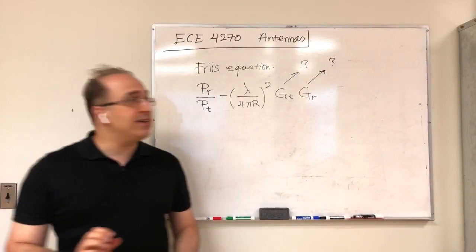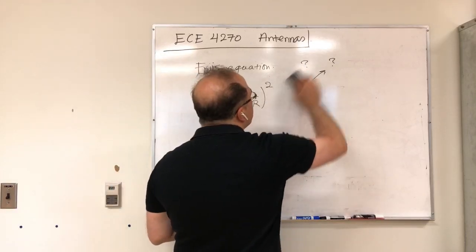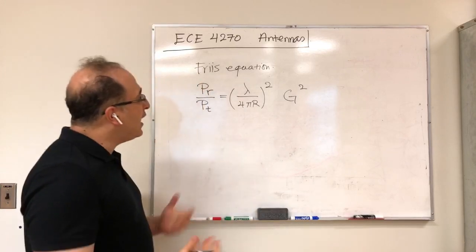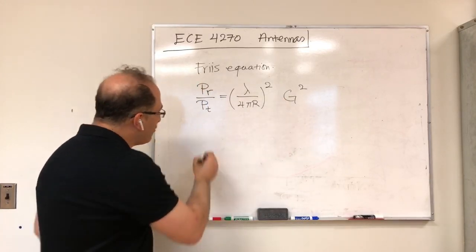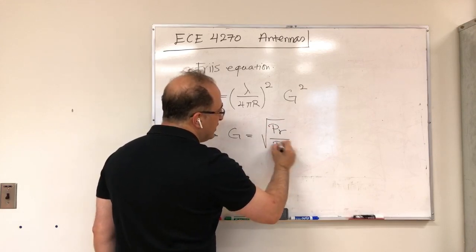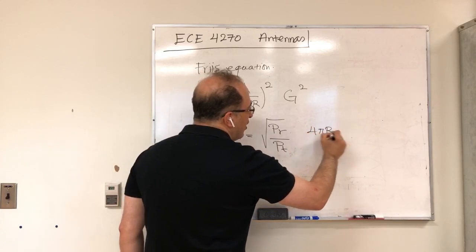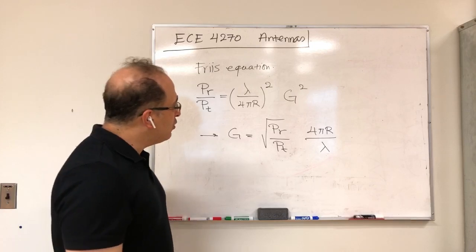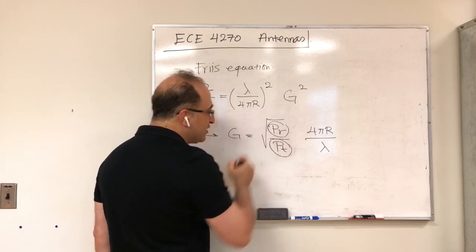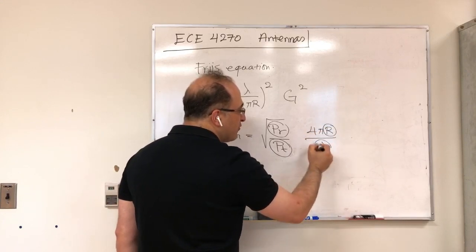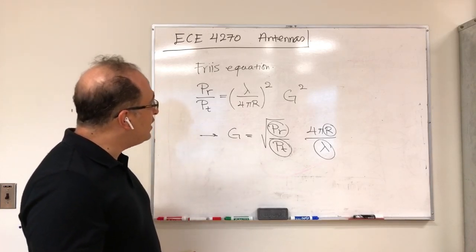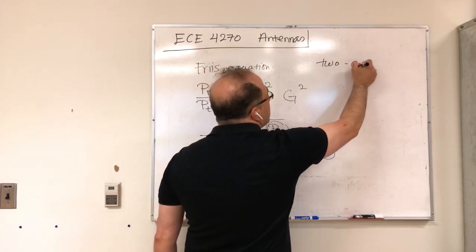Then the gain of transmit and the gain of receive would be exactly the same thing, so I can just call it gain times gain, gain squared. That makes it very easy because now I have one unknown. Therefore, the gain of the antenna would be equal to the square root of PR over PT, times 4 pi R divided by lambda. So if you can measure P received and P transmit, you know the distance, and you know the frequency of operation and therefore your wavelength, then you can find your gain. That would be essentially the two antenna method.